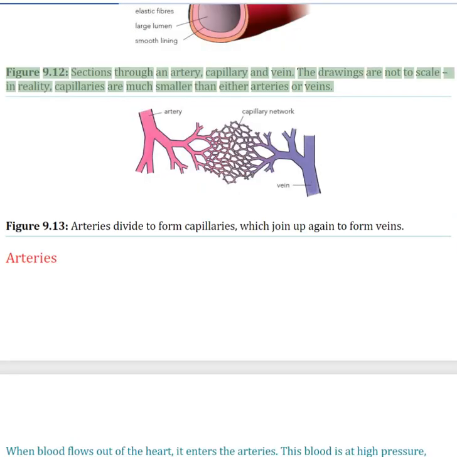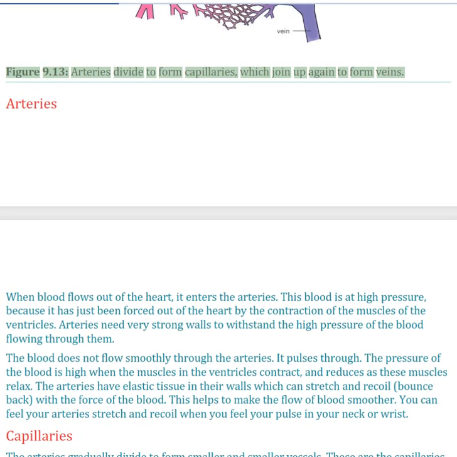Figure 9.12. Sections through an artery, capillary and vein. The drawings are not to scale. In reality, capillaries are much smaller than either arteries or veins. Figure 9.13. Arteries divide to form capillaries, which join up again to form veins.